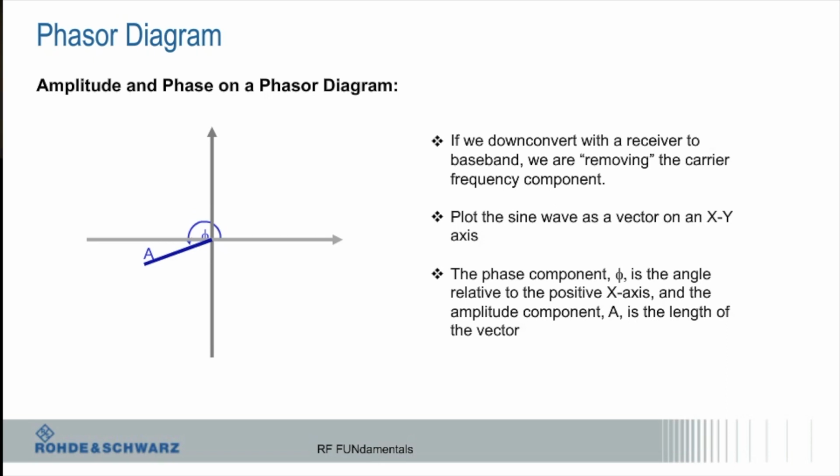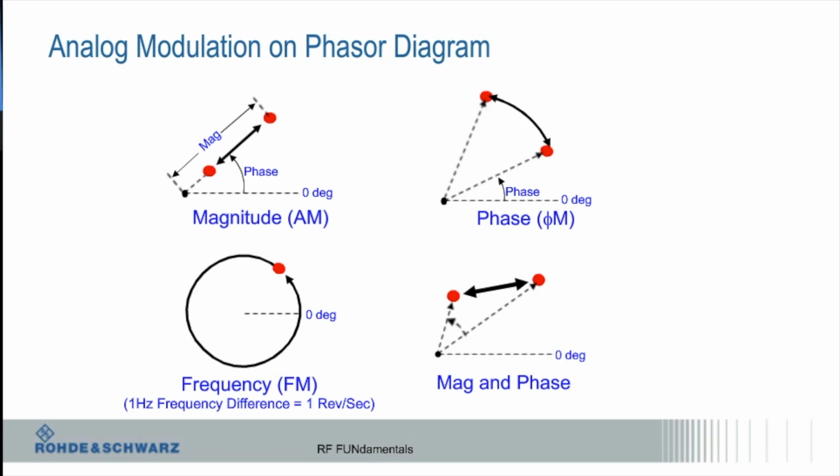Okay, so moving down here. Amplitude and phase on a phasor diagram, right? We talked about a vector phasor, so this thing now has an amplitude, the length of it, and a phase, right? So if we downconvert a receiver to baseband, we're taking out the carrier. Then you're going to plot the sine wave as a vector. The phase component is that rotation, and then the amplitude is the amplitude. Obviously, you could look at this in an XY fashion, but this is typically done as a phasor because it's easier to demodulate. The circuitry is easier. Again, our friend, the sine function.